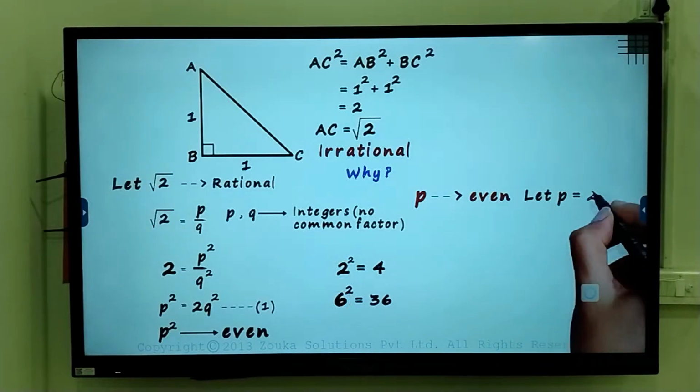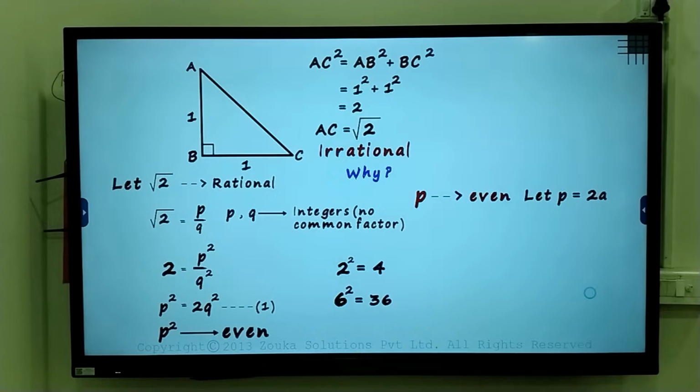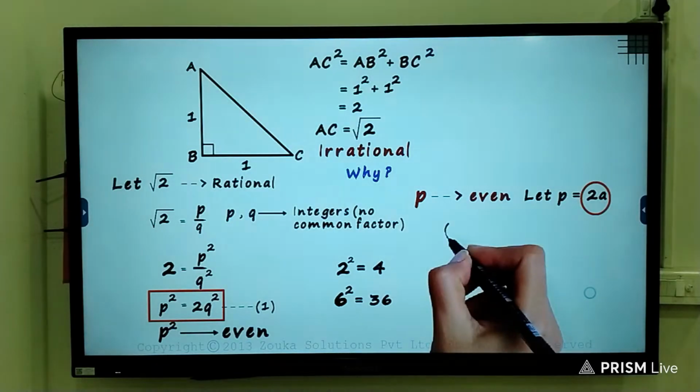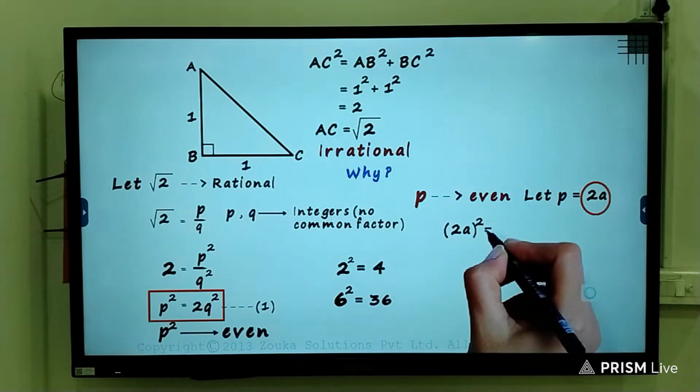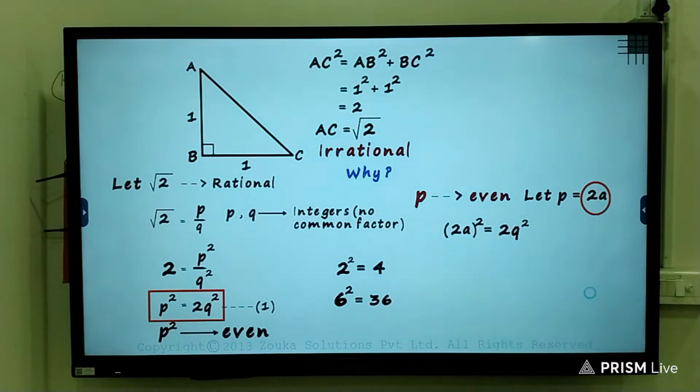So let p be equal to 2a. An even number is always in the form 2 multiplied by something. Substituting this value of p in equation 1, we get 2a the whole squared equals 2 multiplied by q squared.